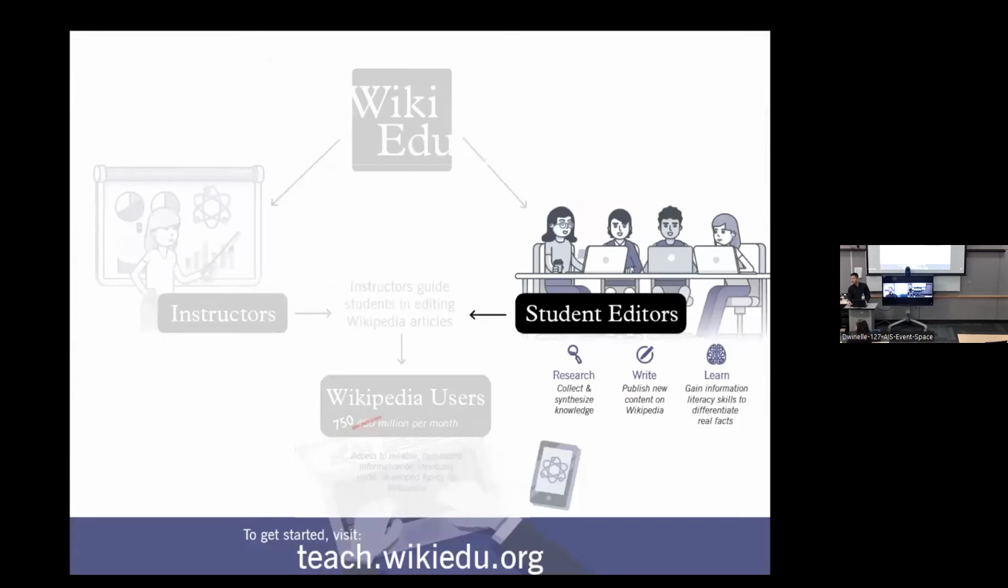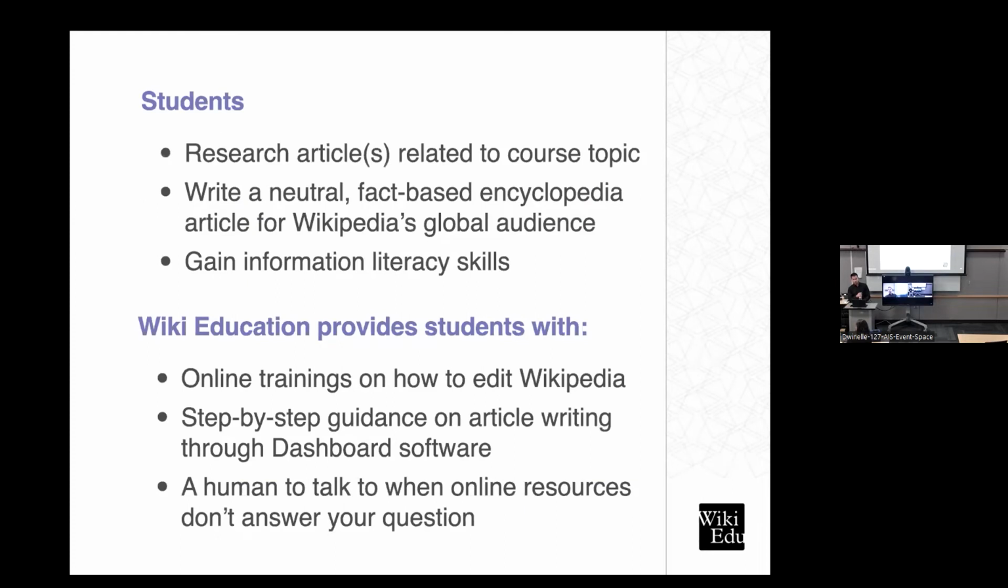So let's talk about the role of your students. Like I mentioned earlier, your students will research articles related to your course topic. They'll write a neutral fact-based encyclopedia article for Wikipedia. In the process, they'll gain information literacy skills. And Wiki Education will provide your students with online trainings on how to edit Wikipedia, step-by-step guidance on article writing through the dashboard, and a human to talk to when online resources don't answer their questions.